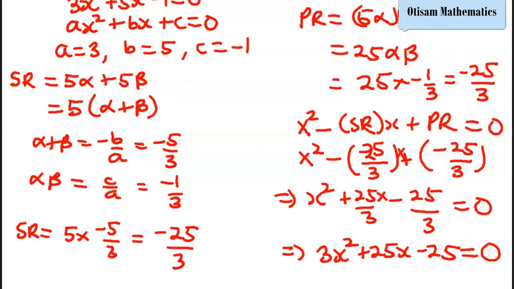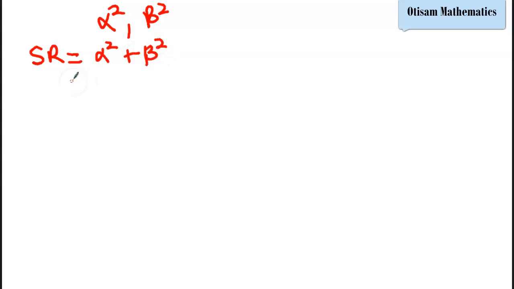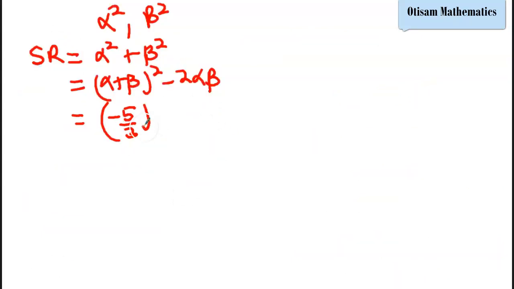Let's look at the second one. The roots are alpha squared and then beta squared. So we first have to find sum of roots, which is alpha squared plus beta squared. And from the expression that we look at, this is the same as alpha plus beta all squared minus 2 alpha beta. So alpha plus beta, what is alpha plus beta? Is minus 5 on 3 all squared minus 2 times this, which is minus 1 on 3.